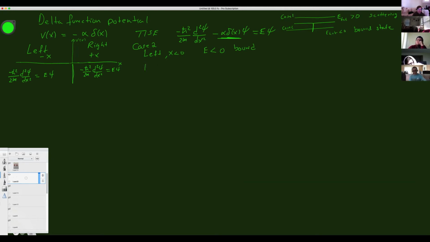So on the left side, we have the TISE: minus h bar squared over 2m d squared psi dx squared is equal to E psi. I'm going to pull all these constants over here. So d squared psi dx squared is equal to minus 2mE over h bar squared psi. Then I'm going to rewrite this as a constant. Notice that if E is less than 0, there's a minus sign here, so this whole thing will be positive. I'm just going to call this kappa squared, not k squared, but kappa squared psi.